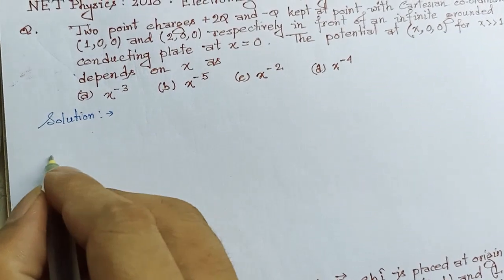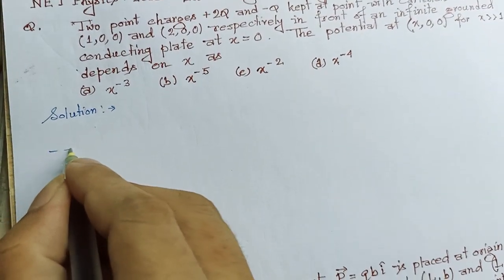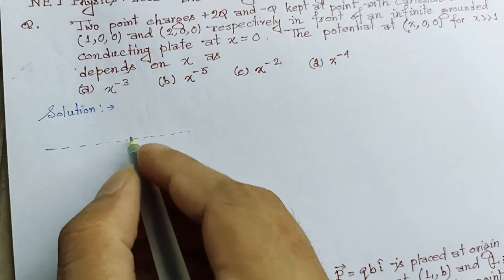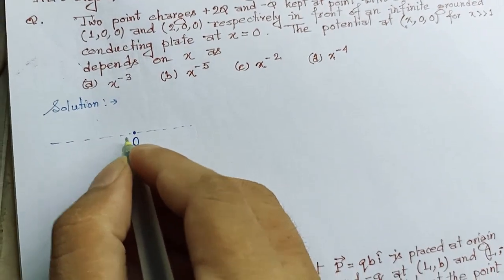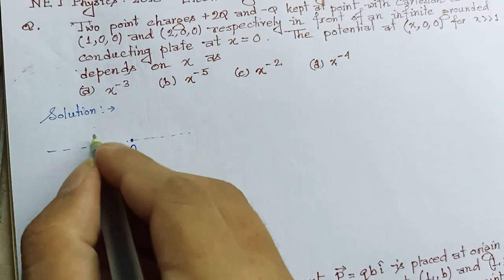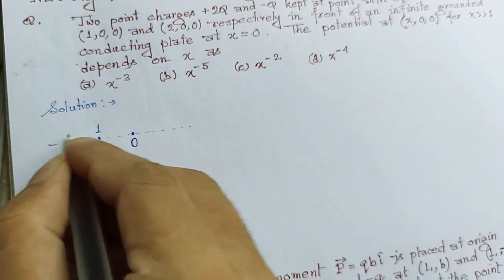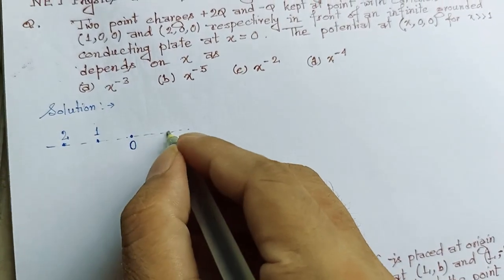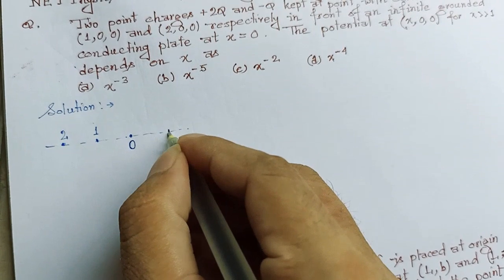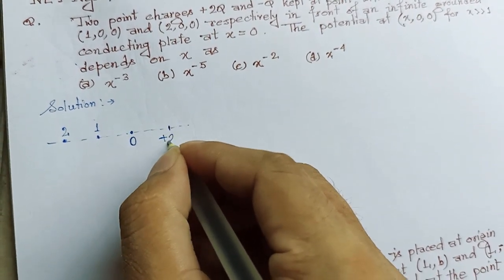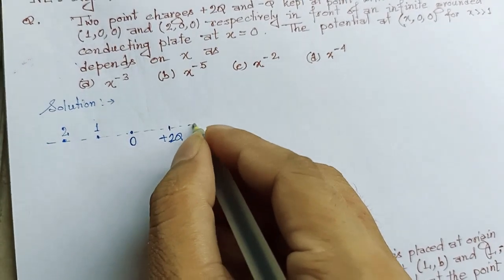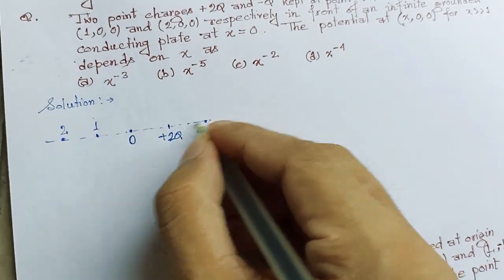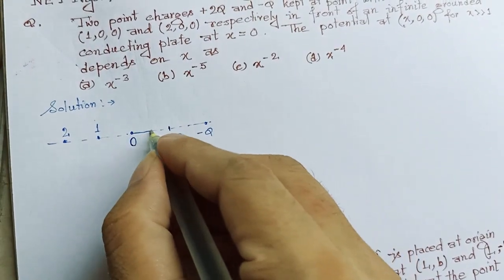First we'll draw a one-dimensional Cartesian system. In this one-dimensional Cartesian system, let this be our origin 0, this point refers to point 1 and this point refers to point 2. Now the plus 2q charge is placed here and the minus q charge is placed here, and this is our positively directed x coordinate.